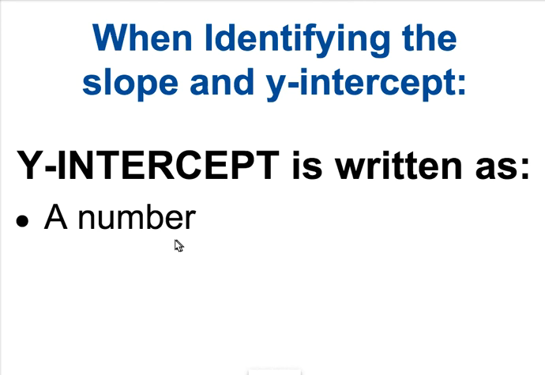Okay, so for the y-intercept, let's talk about how to write the y-intercept. The y-intercept can be written as a number. So now this is when, if you're asked, what is the y-intercept, or what does b equal? We're not looking at equations right now, but it can be written as a number. So I could say b equals 3. It can be as simple as just writing the number that you see from the equation.